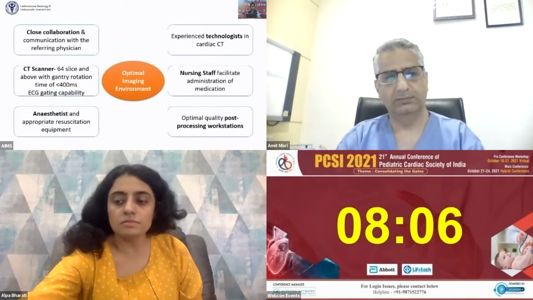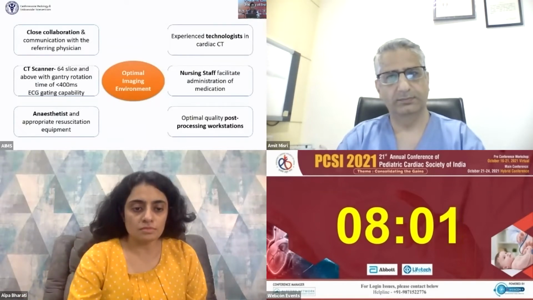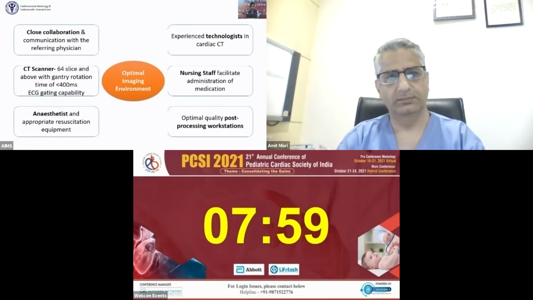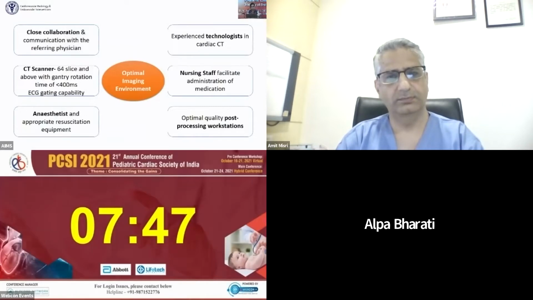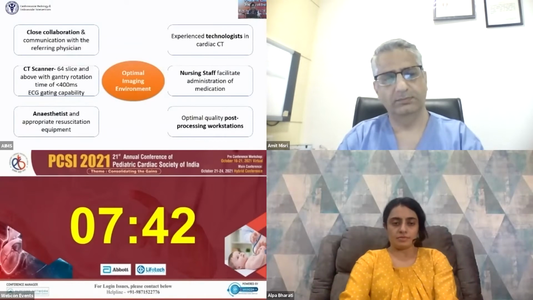So an optimal imaging environment for doing CT in these pediatric groups would obviously require, once you have communicated with the referring physician, you talk to them, ask them what is the indication, what is it that they are looking for? Is the CT investigation the way to go in this child? Once you have decided you're going to do the CT, one would require a good CT scanner. A good means a CT scanner which is 64 slice and above and should have ECG gating capability. You would need anesthesia backup and appropriate resuscitation equipment.